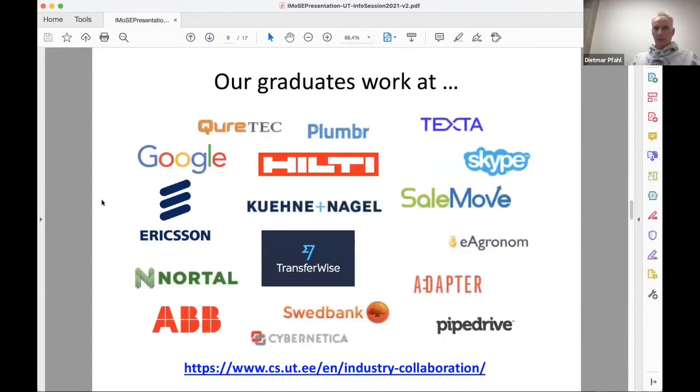Our graduates have absolutely no problem finding a job, a good job, a well-paid job, an interesting job. This slide is just showing many of the companies that are located in Estonia and have offices in Estonia. Some of them have offices mainly in other countries in Europe, but I've never heard that any of our students had a problem finding a good job if you graduate. And some actually find a good job even before they graduate. That's not really what we want, but even that is possible.